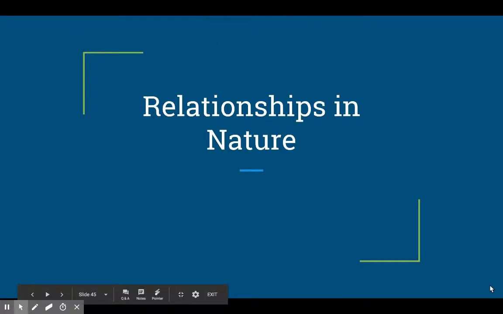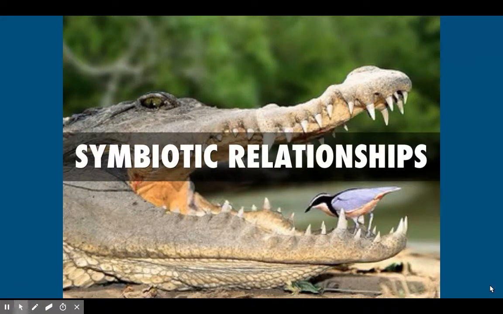All right, let's do a quick little review of relationships in nature. What we call these are symbiotic relationships. A lot of the time it's not necessarily an animal and another animal having a relationship. We're going to see it's also an animal and a plant species as well. So it's essentially the difference between these.